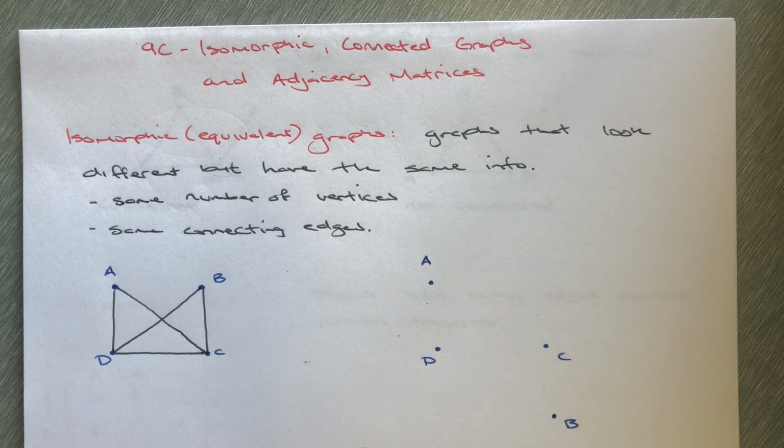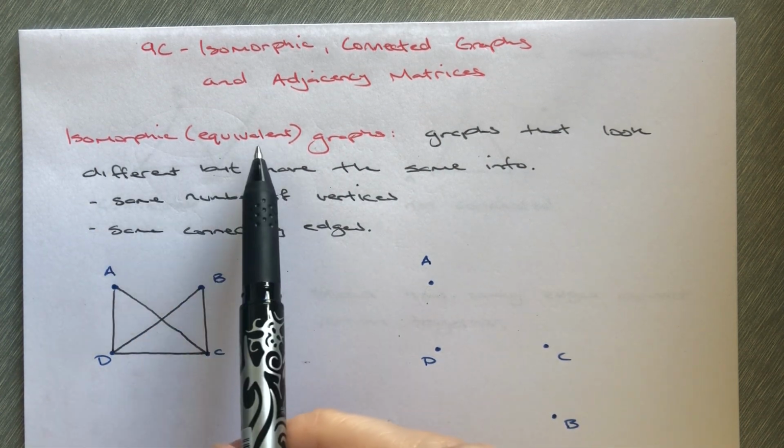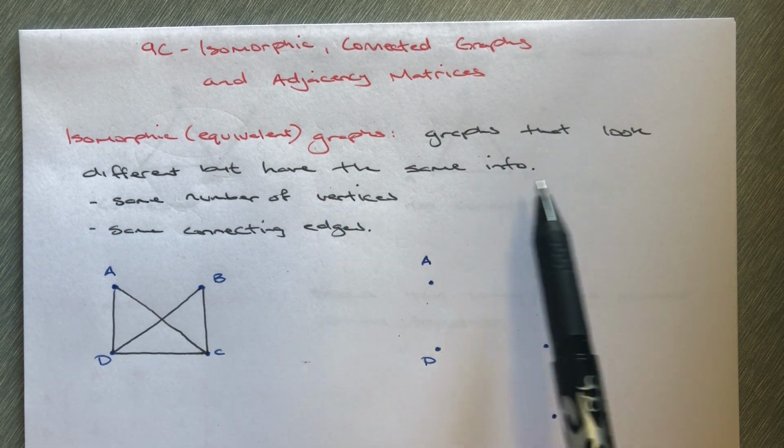Hey guys, we're up to 9C, which is isomorphic connected graphs and adjacency matrices. So we're going to look at each of those three things. Firstly, we'll start with isomorphic or equivalent graphs. So isomorphic will mean equivalent in this case, and they're graphs that look different, but they actually have the same info.